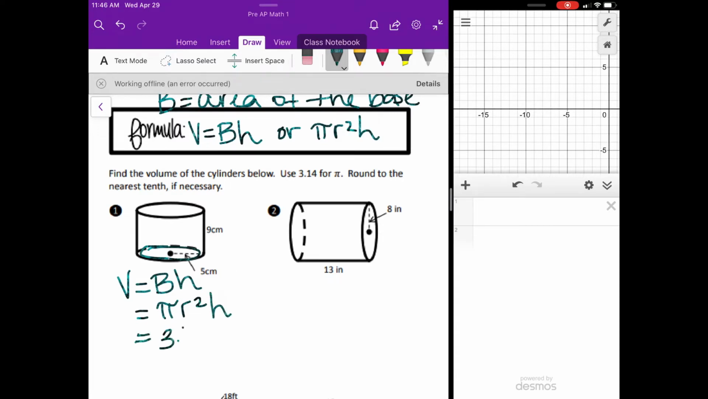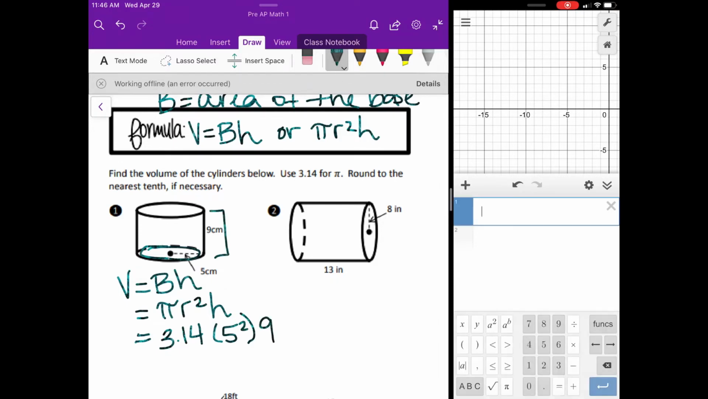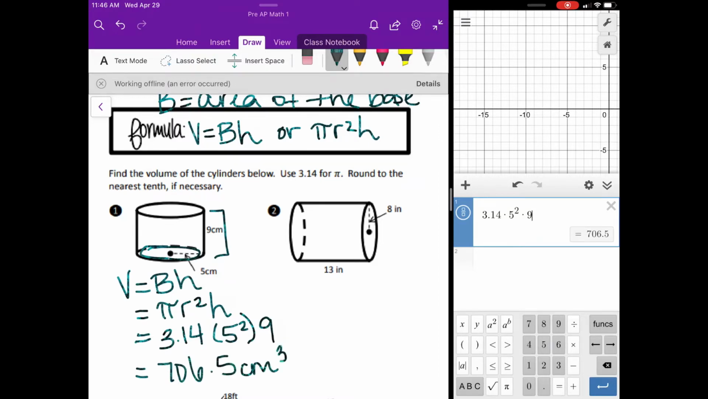So remember, pi is 3.14. Our radius, we do have our radius here. It's 5, so 5 squared. And then the height of our whole cylinder is going to be over here at 9. So on Desmos or on a calculator, put it in just like how you see it. 3.14 times 5 squared. So hit the a squared button to get 5 squared. And then multiply that times 9. And our answer for number 1 is 706.5 centimeters cubed. As simple as that.